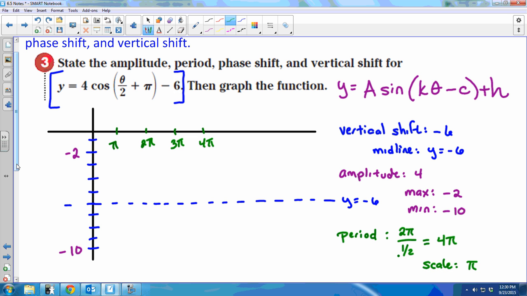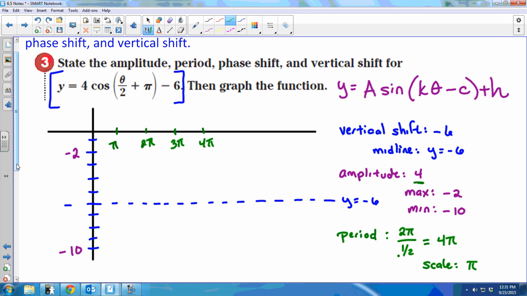For the maximum and minimum, we took the midline or the vertical shift, -6, and we found the amplitude, and we added that and subtracted that. So -6 plus 4, -6 minus 4. Any questions? Other questions so far?